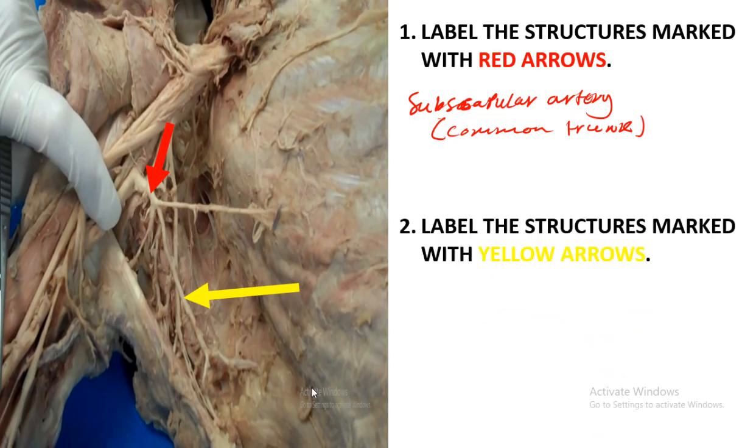Then label the structure marked with yellow. This structure, which is a branch of that, is normally supplying the what? The latissimus dorsi.